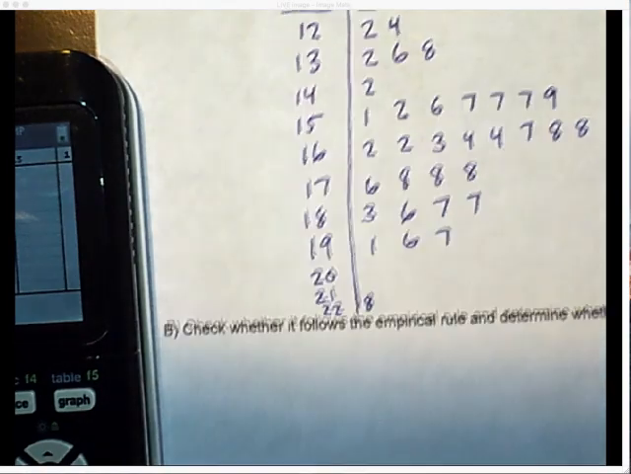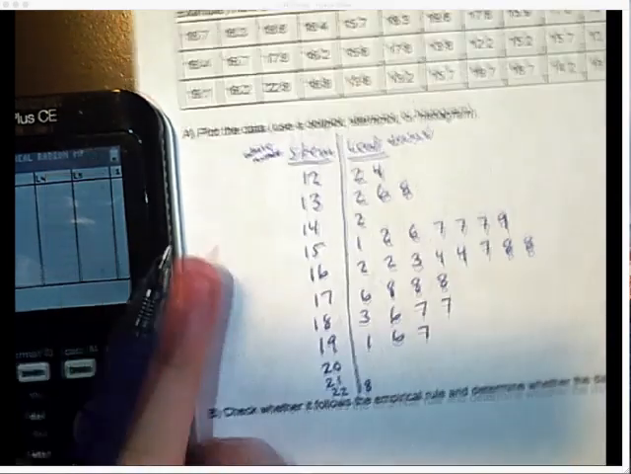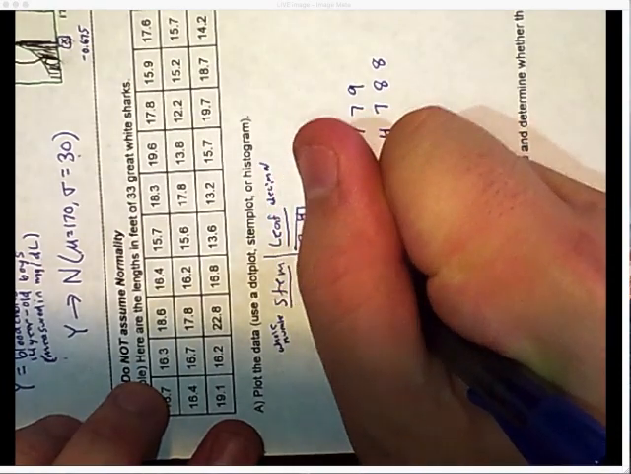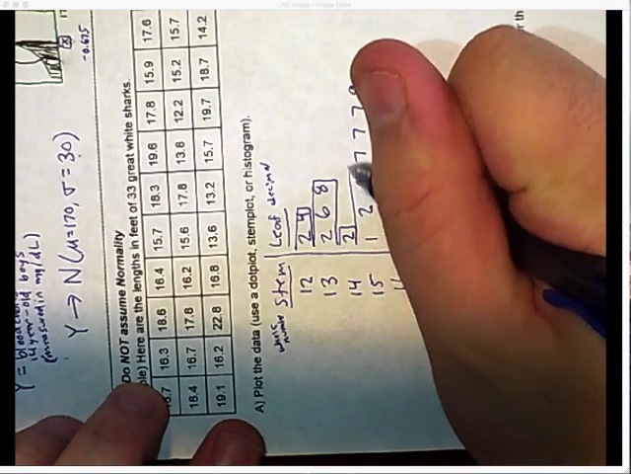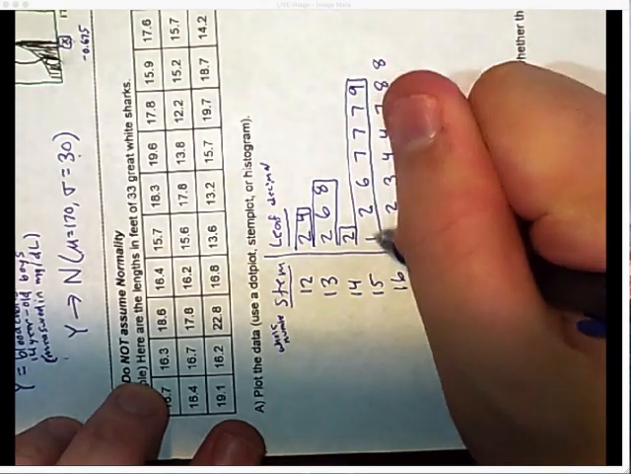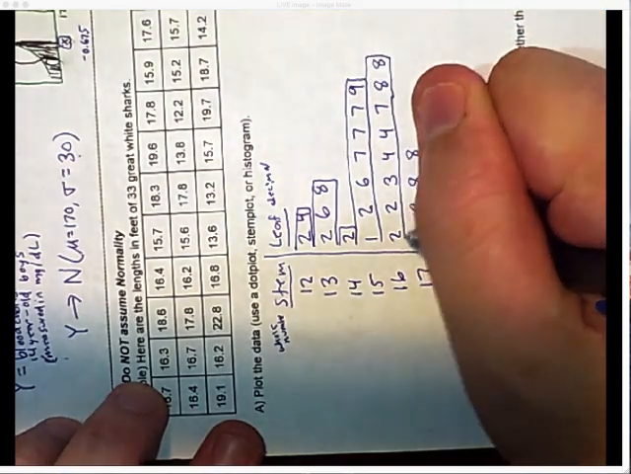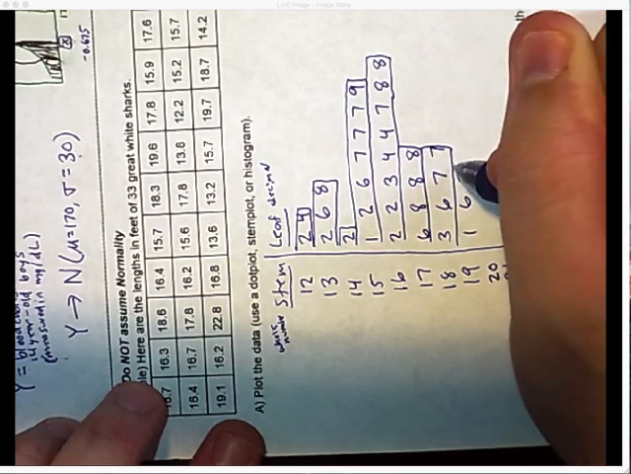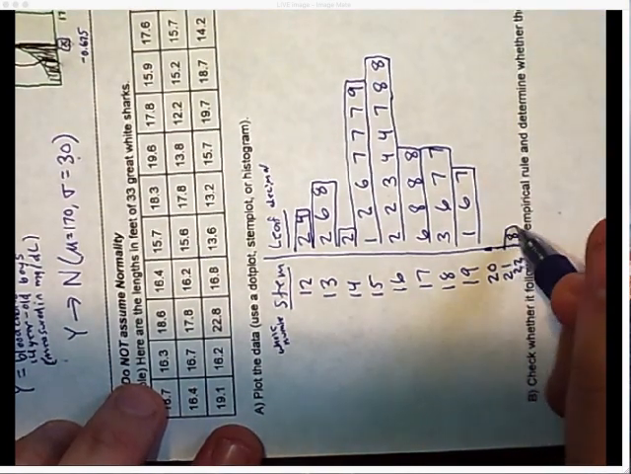Now remember, a stem plot or a stem and leaf plot is like a histogram on its side. So these are like bins. So there's 2 sharks in the 12 feet range, 3 sharks in the 13, 1 shark in the 14, a whole bunch of sharks in the 15, 1, 2, 3, 4, 5, 6, 7. All right, 8 sharks in the 16-foot range, 4 sharks in the 17-foot range, 4 sharks in the 18-foot range, 3 sharks in the 19-foot range, no sharks in the 20, no sharks in the 21, 1 shark in the 22. It's like a histogram on its side.